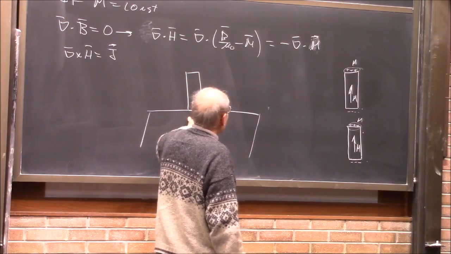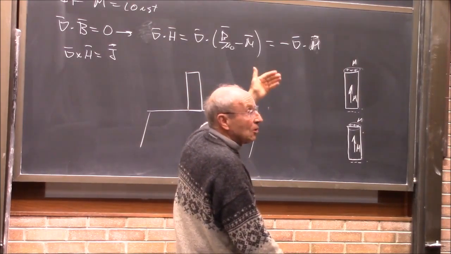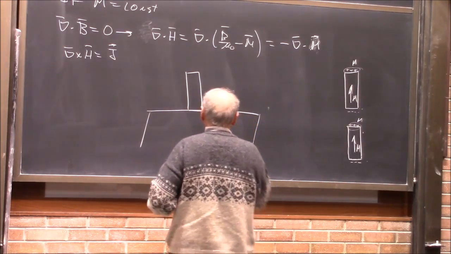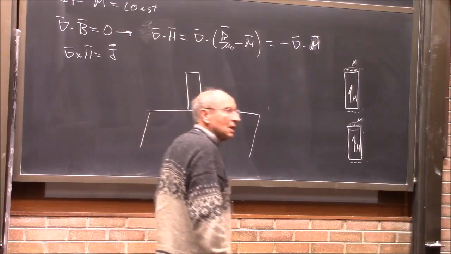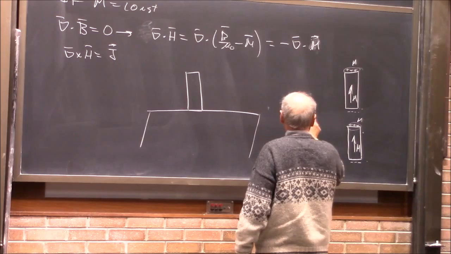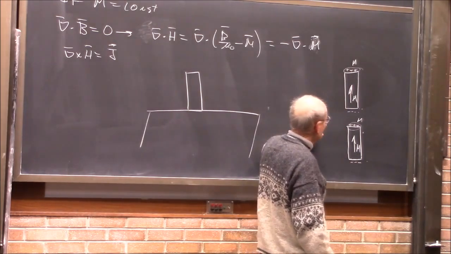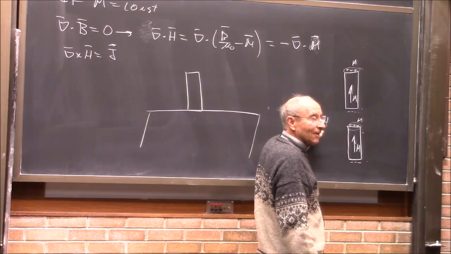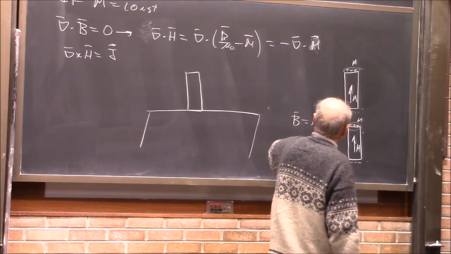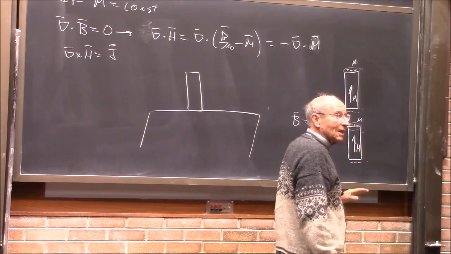But here, any sort of B produces an enormous value of H. And therefore, what had to happen was that H was 0 inside. Or to put it another way, B was equal to mu times H. For a ferromagnetic material, mu is essentially infinite, because no matter what, this has gotten as big as it can be.